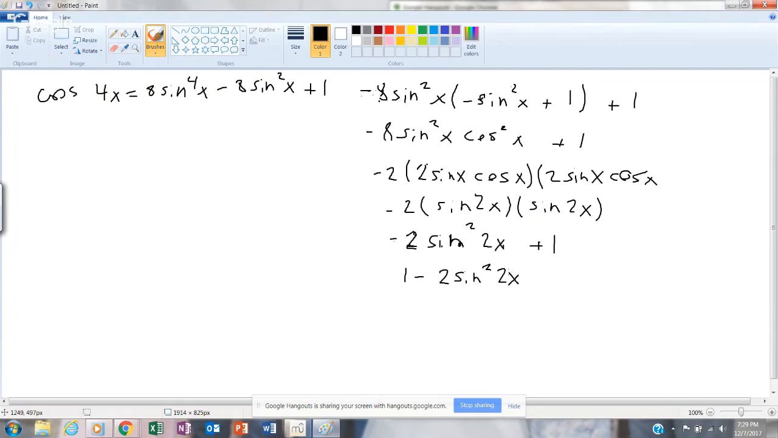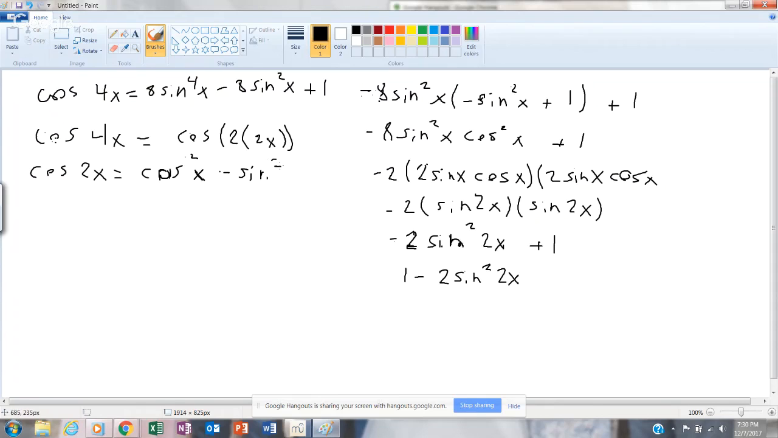Okay, now we're going to go to the other side. So cosine of 4x equals cosine of 2 times 2x. And we know that cosine of 2x equals cosine squared of x minus sine squared of x.